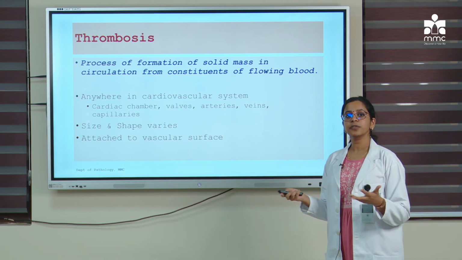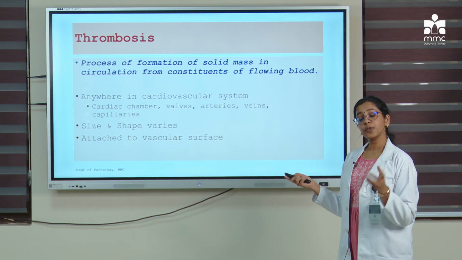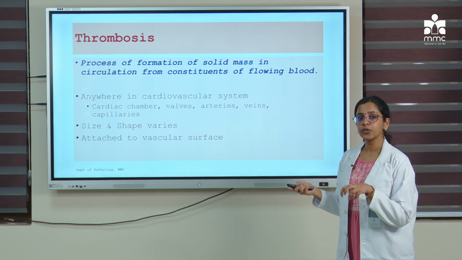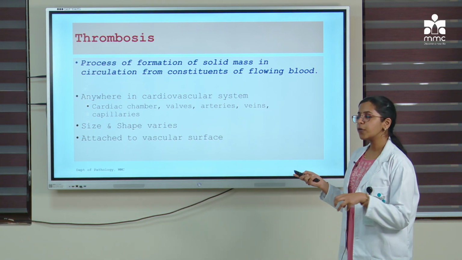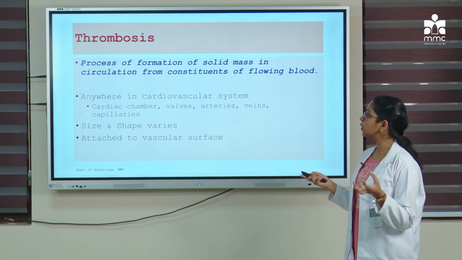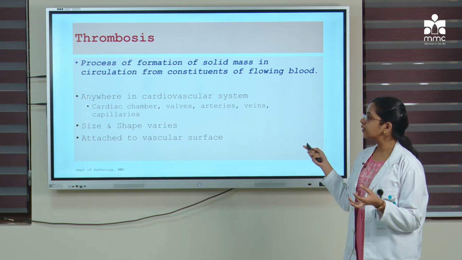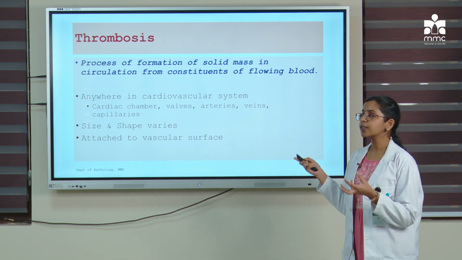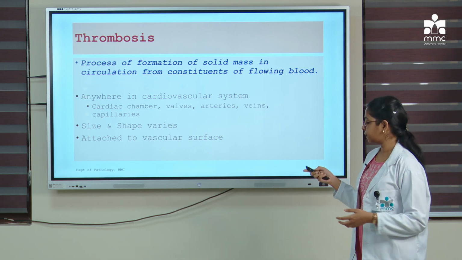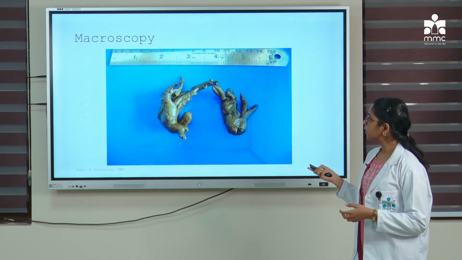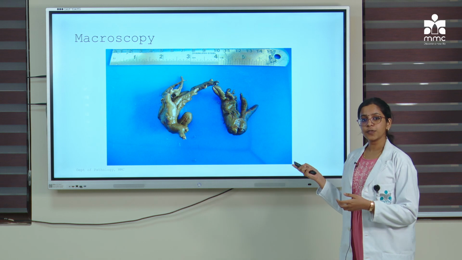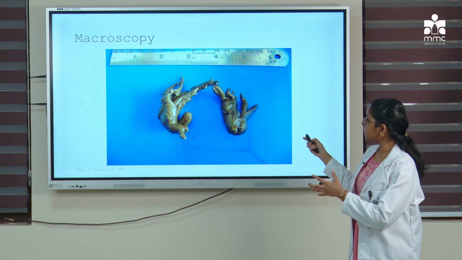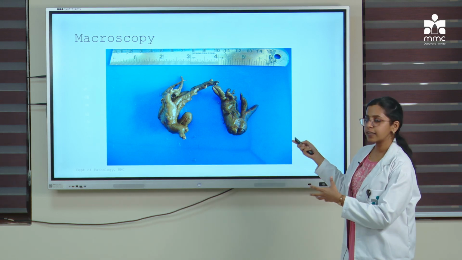The shape and size of these thrombi can vary, and one important thing is that it is going to be attached to the vascular surface. So, thrombosis is defined as a process in which there is formation of a solid mass in the circulation from the constituents of the flowing blood itself. This is a macroscopic picture of a thrombus formed within the blood. Here it is not the blood vessel, it is just the thrombus taken from the circulation.